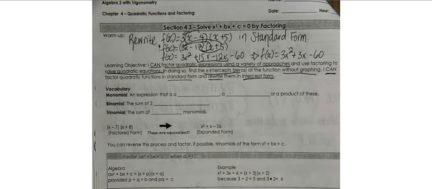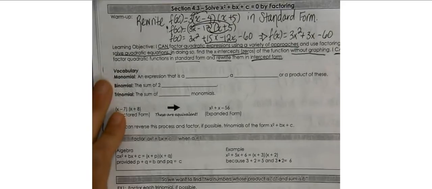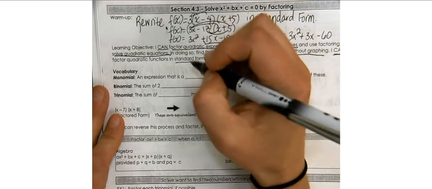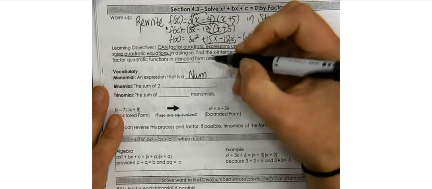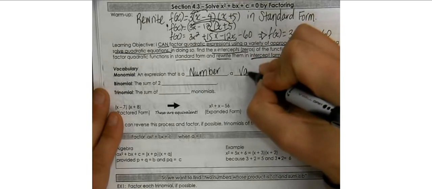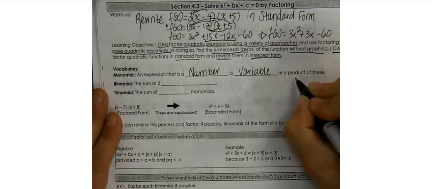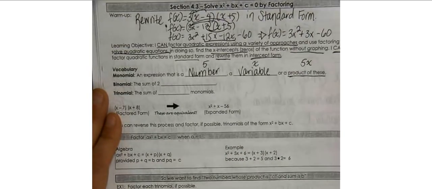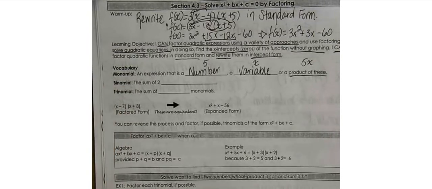So before we get started, let's go back to the basics of the simple vocabulary that we have here. The first vocabulary word is a monomial. A monomial is an expression that is simply a number, a variable, or a product of these. So an example would be like the number 5, the letter x, or a product of these, 5x. All of these are examples of monomials. It's just a term is what we call a monomial.